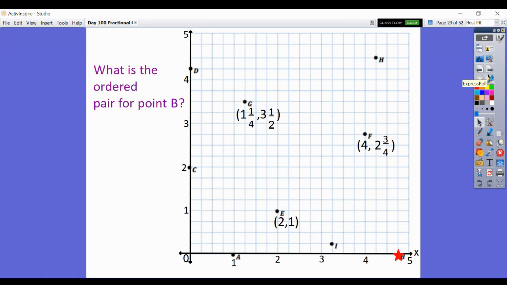What is the ordered pair for point B? Pause here, do the work, and then come back and look. Okay, you're back with me. Here's point B way down here, so it would be 4 and 3/4, but the Y value would be 0 because there was no takeoff at all. So it'd be 4 and 3/4 and 0. And you'd write it in like so on the graph.